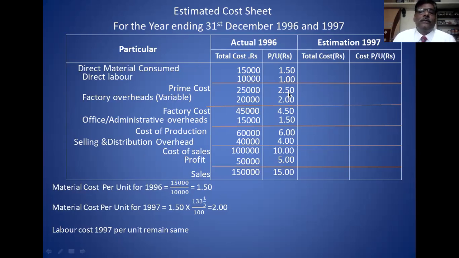Labor cost is the same. Same means 4 rupee, 1 is there. That 1 rupee is for the next year also. And factory overhead is also not given in the problem.